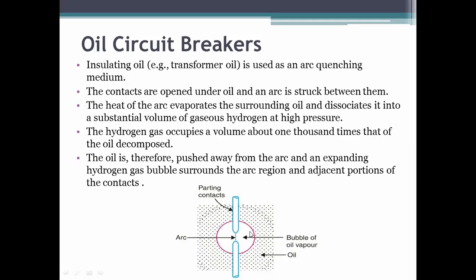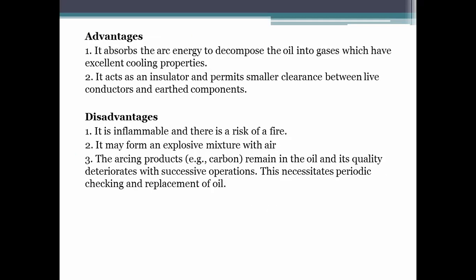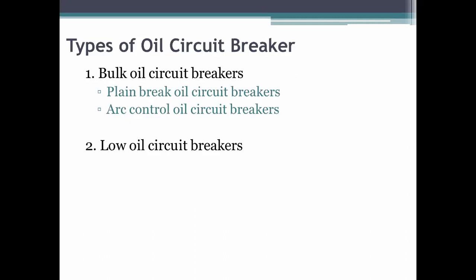So one bubble is formed, and whatever be the heat of that arc is extracted by that oil. That's why that oil gets deteriorated. So that heat gets extracted by that oil, and your arc will be cooled there. In this way the arc gets extinguished. So this is the function of this oil circuit breaker. There are some advantages and disadvantages, because as we are using oil, this oil is inflammable, so that is the disadvantage. Otherwise we can use this oil as a cooling material, because we are using this in transformers also.